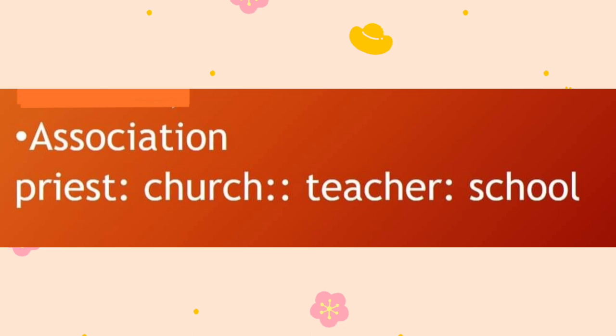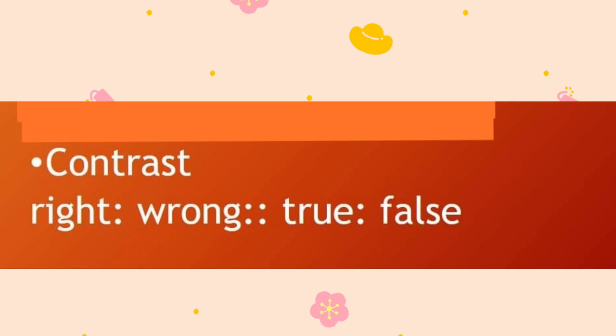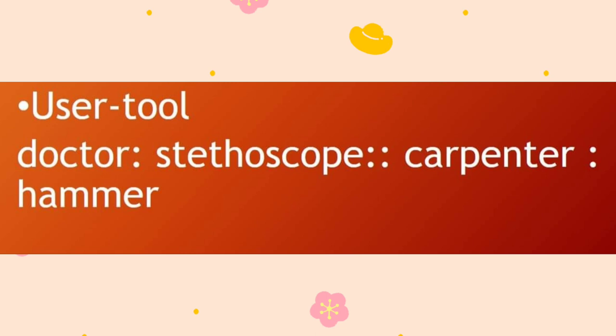The next example is a contrast relationship. Right is to wrong, as true is to false. Another relationship is user to tool. For example, doctor is to stethoscope, as carpenter is to hammer.